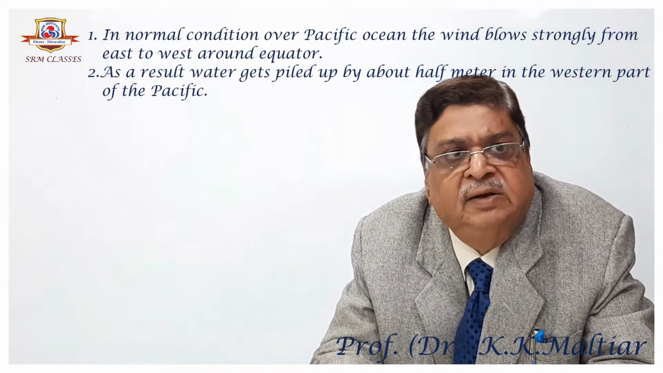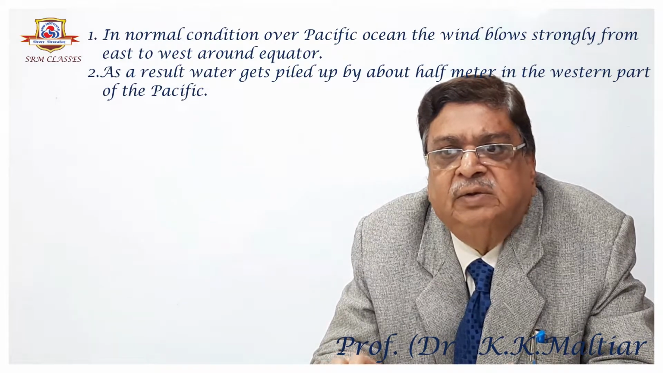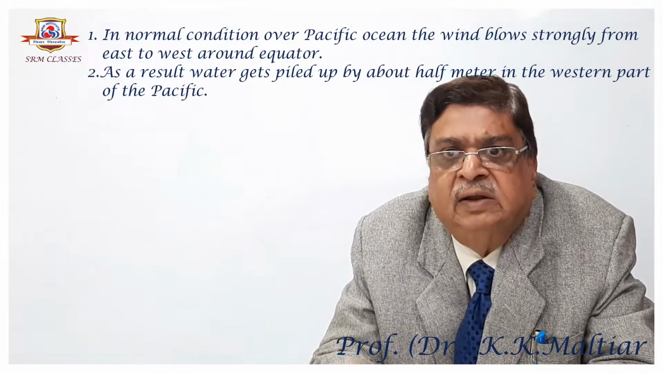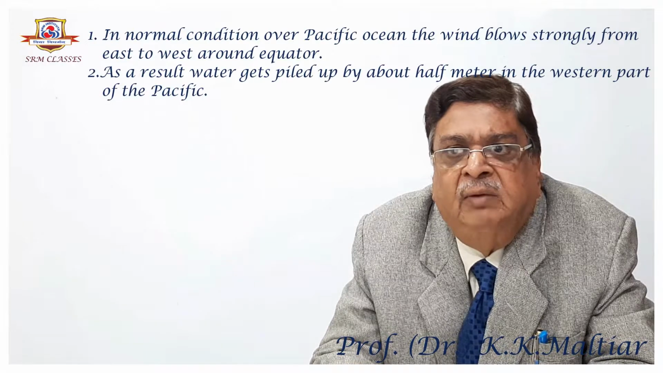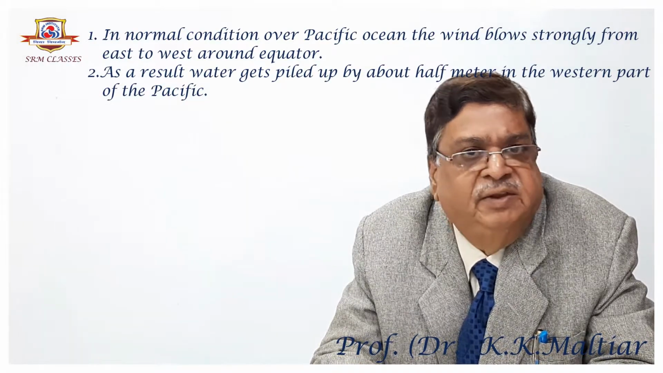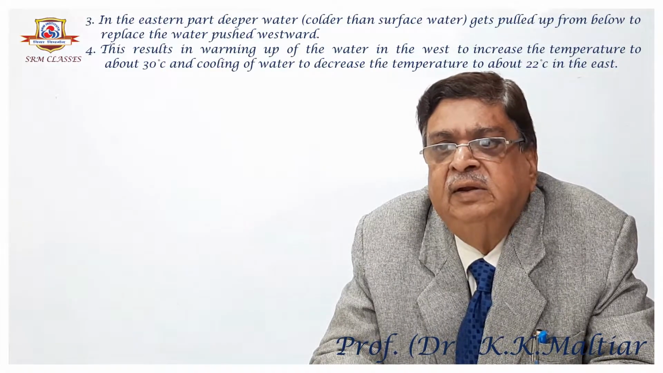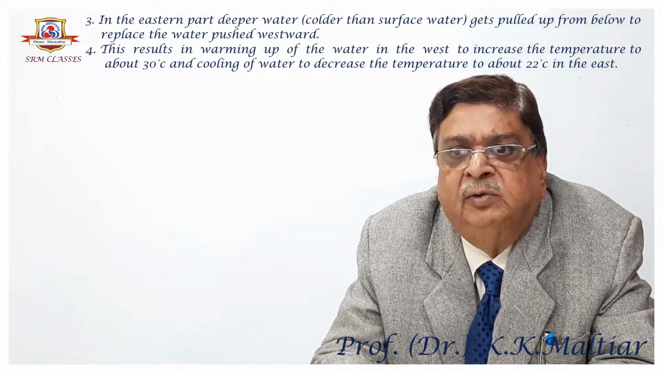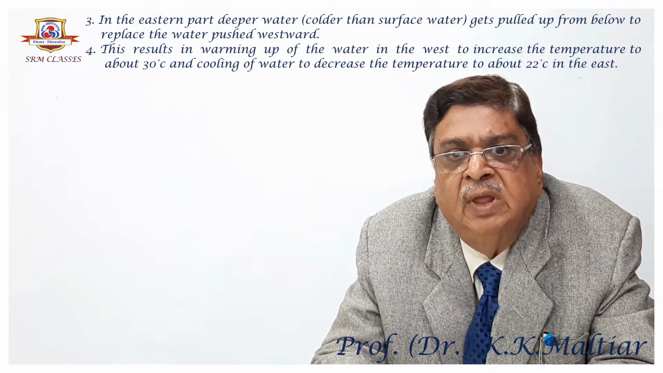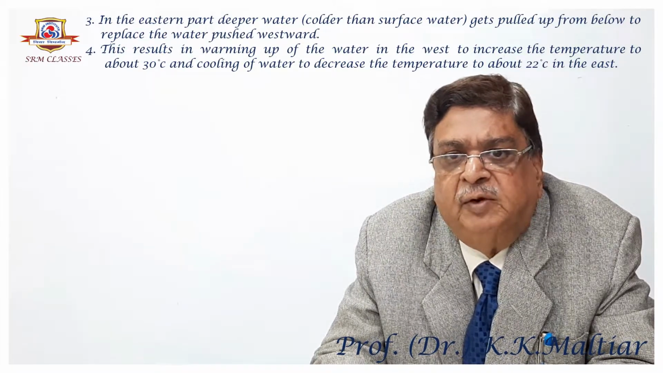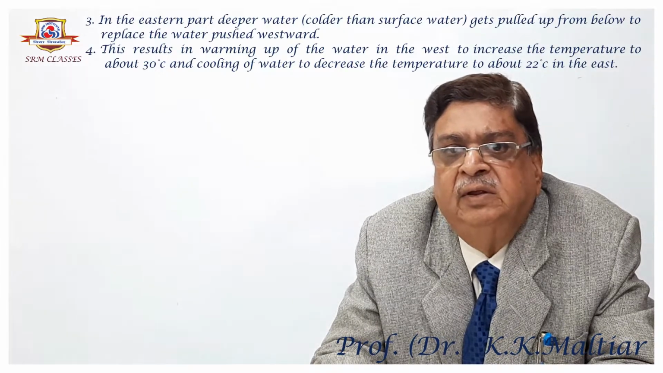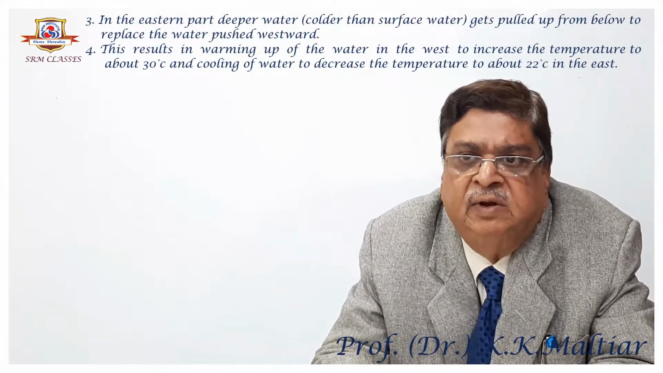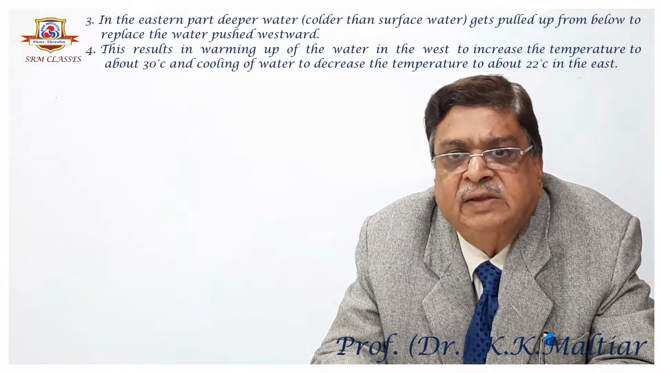See this diagram? This shows the normal condition of the Pacific Ocean. In normal condition over Pacific Ocean, the wind blows strongly from east to west around equator. As a result, water gets piled up by about half meter in the western part of the Pacific. In the eastern part, deeper water, colder than surface water, gets pulled up from below to replace the water pushed westward. This results in warming up of the water in the west to increase the temperature to about 30 degrees Celsius and cooling of water to decrease the temperature to about 22 degrees Celsius in the east.